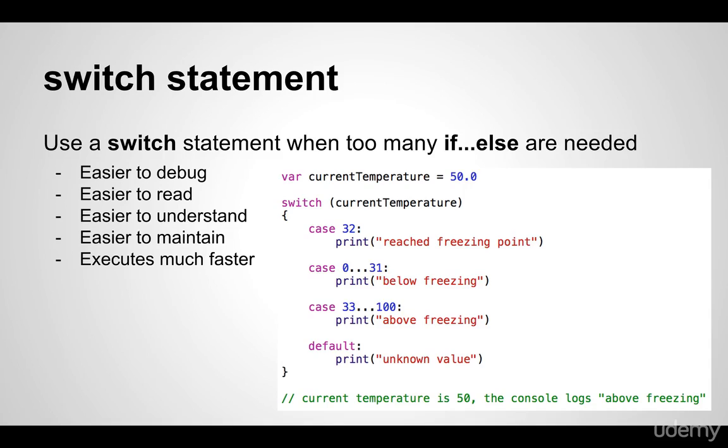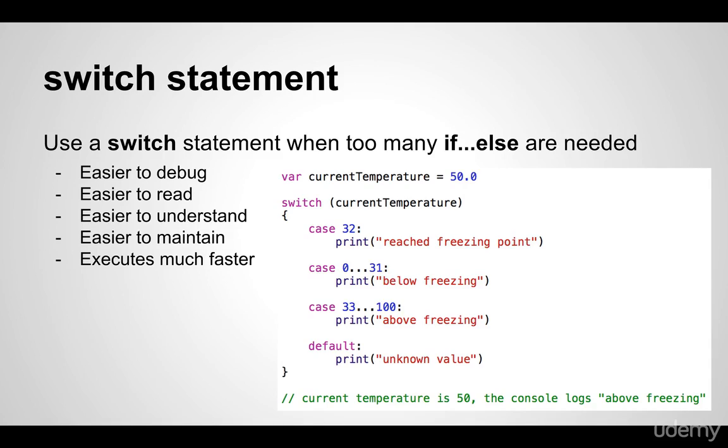So in this example, you have the current temperature, that's 50, and then we switch the current temperature. We say whenever the case is 32, so whenever the current temperature is 32, it's going to print reach freezing point. Now, we have a case 0...<31. Now, when you have three dots in a row, it means that it has all the values from 0 to 31.